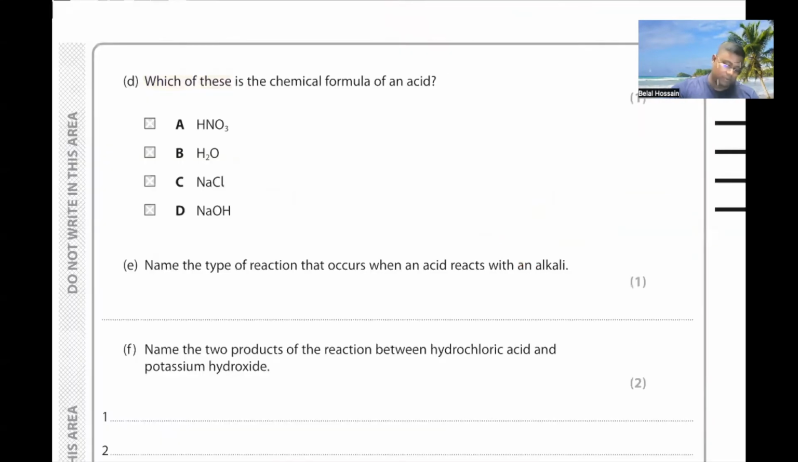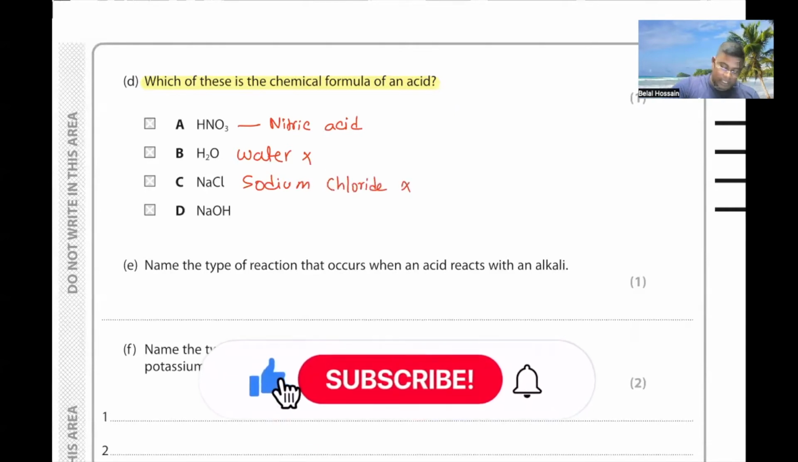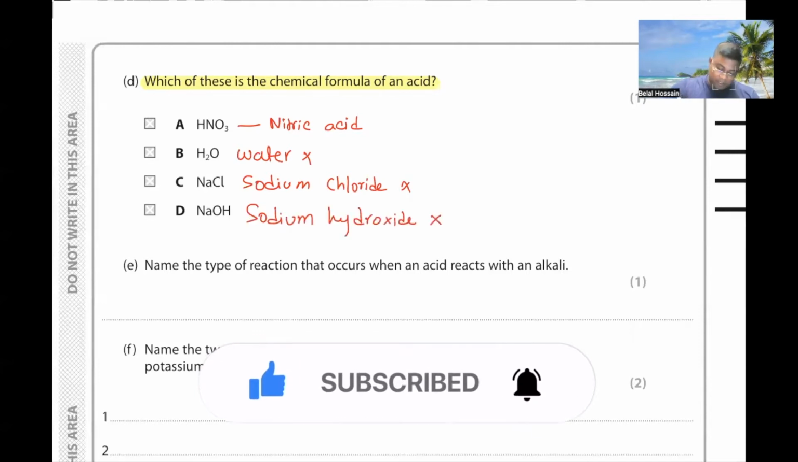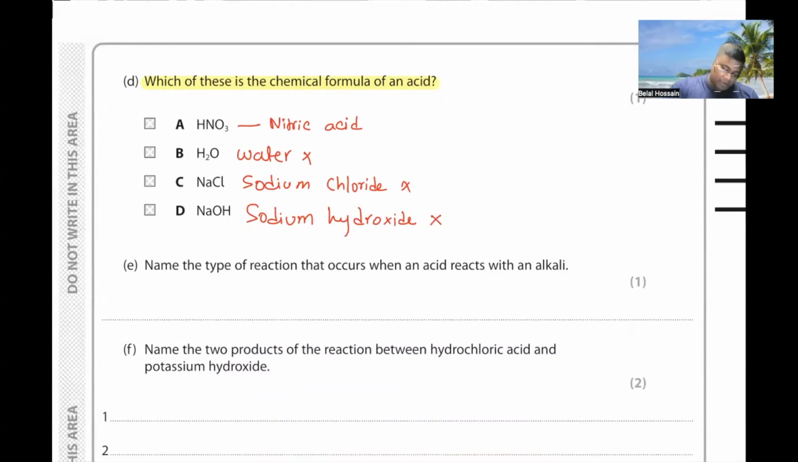Moving to the next question. Which of these is the chemical formula of an acid? Now, HNO3 represents nitric acid. However, H2O is water, so this is neutral. NaCl is sodium chloride, which is neutral as well. And sodium hydroxide is basically alkaline, so that is above 7, they're not acidic. Nitric acid is the correct answer.